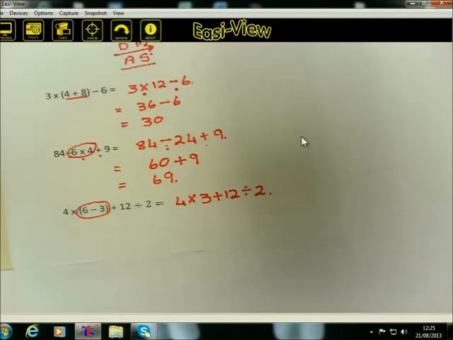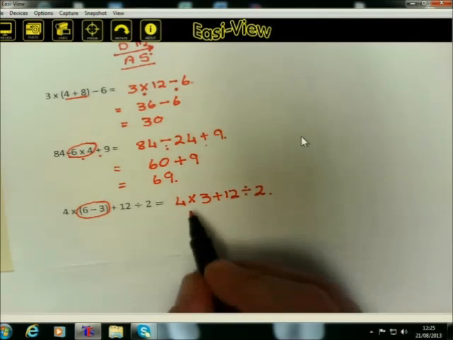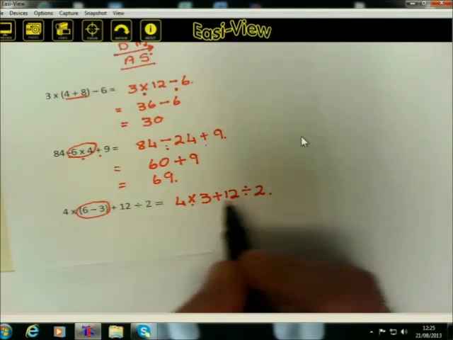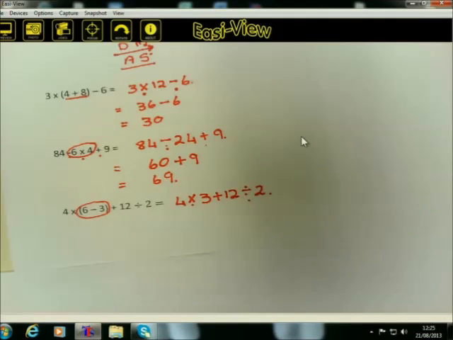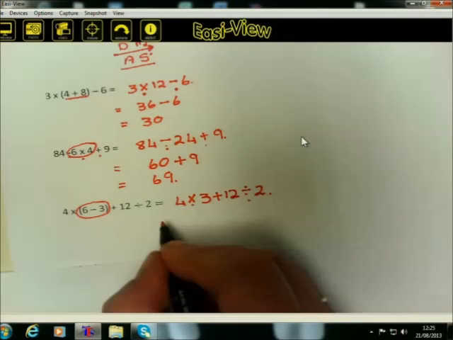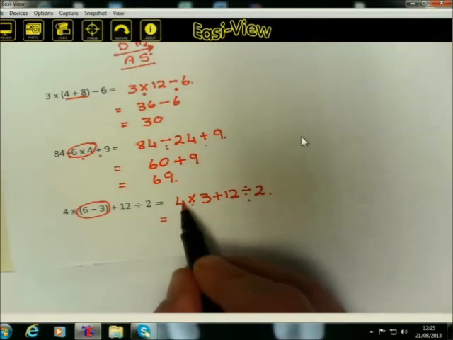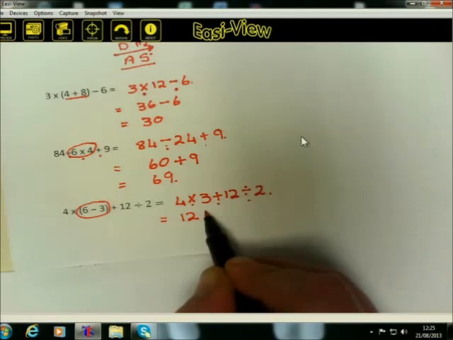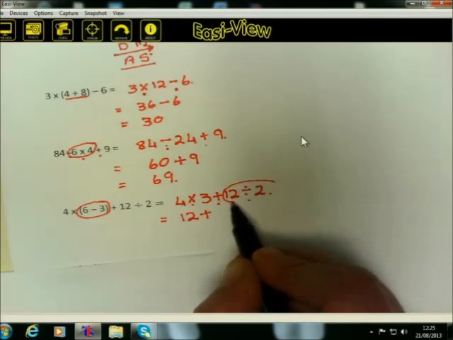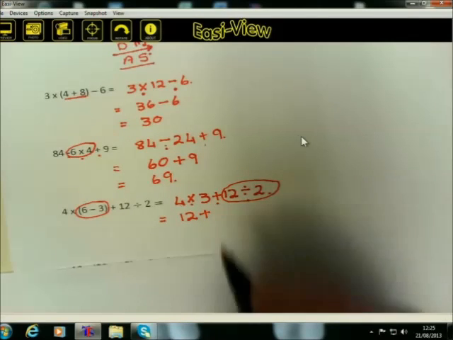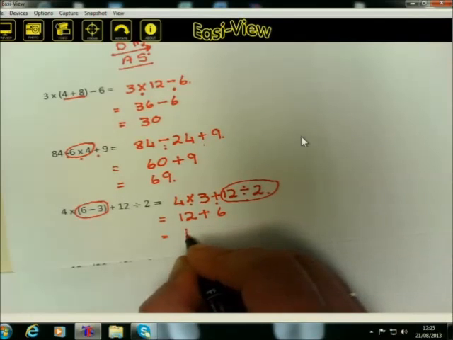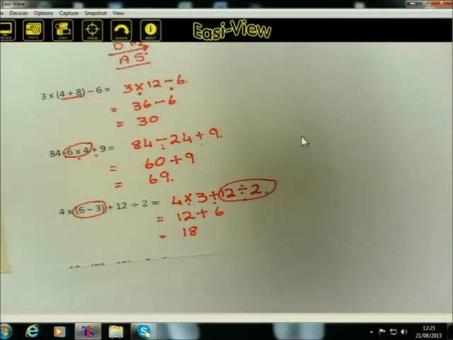Again, which operations am I going to do next? I have a multiplication sign, an addition sign, and a division sign. Multiplication and division is done before addition. And remember, we do them from left to right as we find them in the calculation. So I'm going to say 4 times 3 is 12. I'm not going to add now. I first want to work out what is 12 divided by 2. 12 divided by 2 is 6. So 12 plus 6 is going to give me 18. Did you get that answer, grade 12?